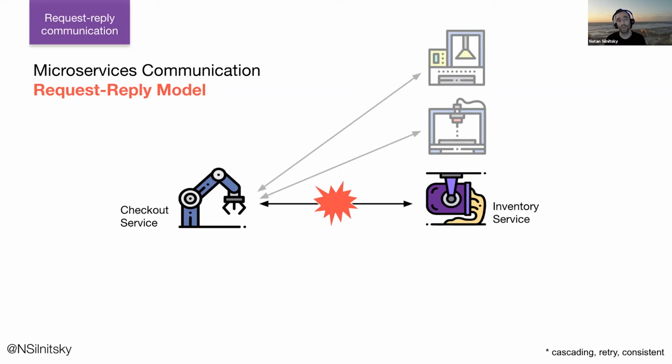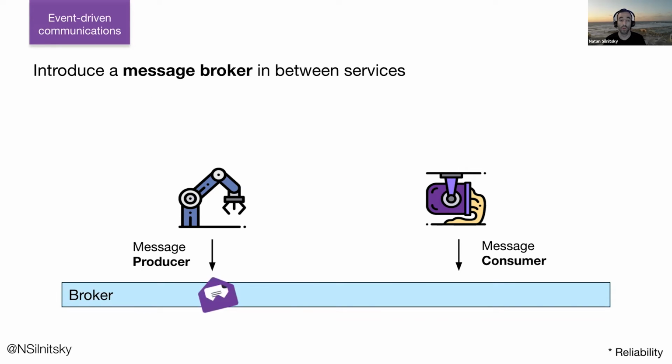So you'll need to create your own retry mechanism in your service to make sure that you end up successfully getting the data that you require. So a lot of issues in terms of networking here with the request reply model. Now let's see if we can gain something by actually introducing a message broker in between the services.